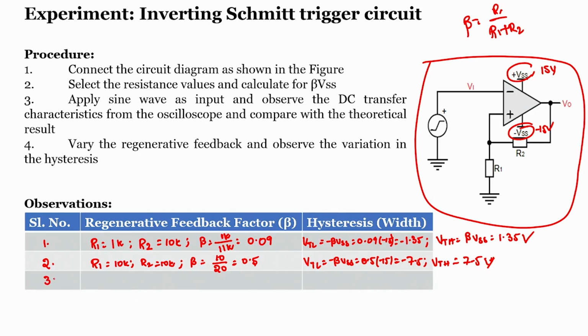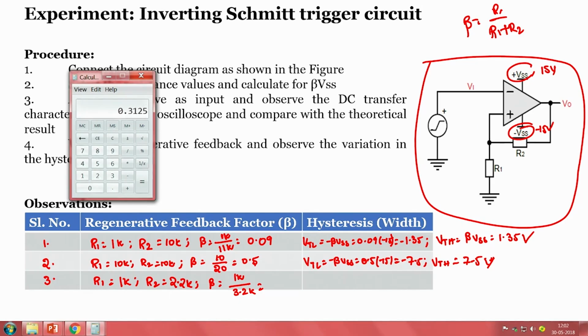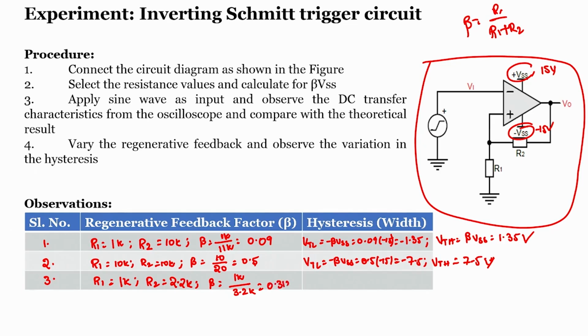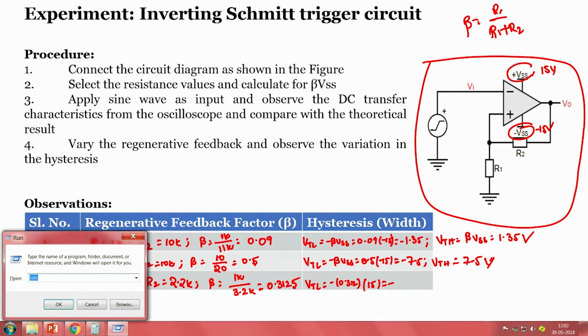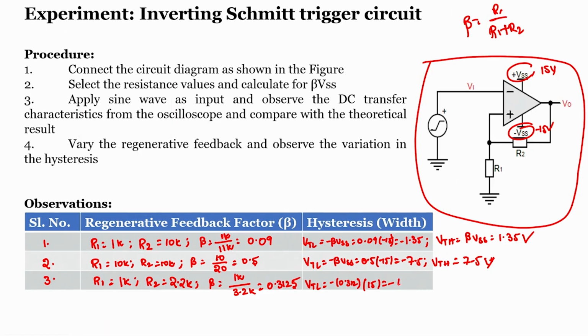Then we will also see other resistance values. R1 as 1K and R2 as 2.2K. Then beta will be 1K divided by 1 plus 2.2, that is 3.2K. When we calculate 1 divided by 3.2, it is nothing but 0.3125. 0.3125 is our beta value. Then what about VTL? It is nothing but minus 0.3125 into 15, which is 4.6875, approximately 4.7, so VTL is minus 4.6875 and the higher threshold value is plus 4.6875 volts.